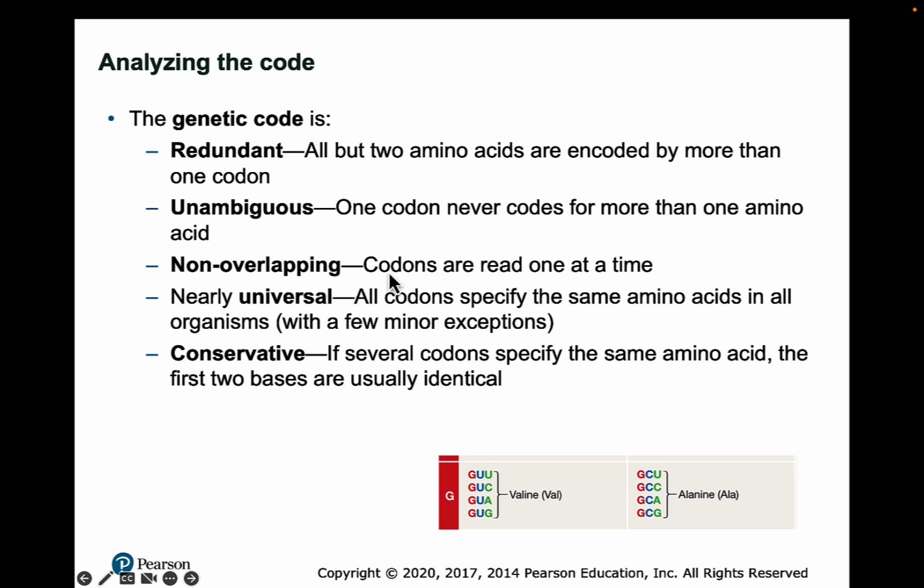They're non-overlapping, so codons are read one at a time. They're nearly universal, so all codons specify the same amino acids in all organisms with a few minor exceptions. And they're conservative, and I pointed this out. What that means is that if several codons specify the same amino acid, the first 2 bases are usually identical. Okay, and we'll practice in class with what exactly these terms mean.